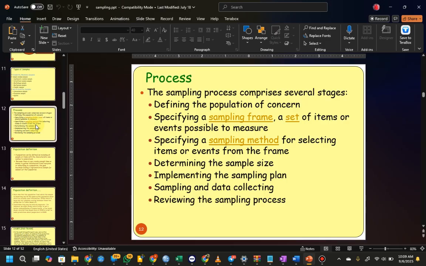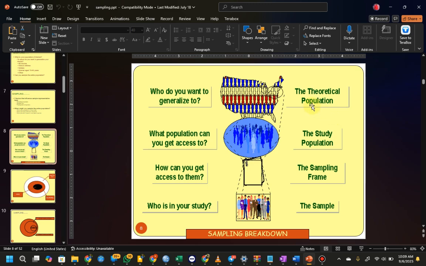Now, before you start the sampling, you need to have defined your target or theoretical population. Then you get the study population, also known as the accessible population. It is based on that accessible population that you get the sampling frame. So the sampling frame should include everybody in your accessible population. Then it's from that sampling frame that you would pick your sample, and that sample would then be the people you will include in your study.